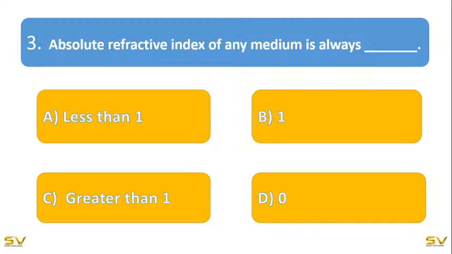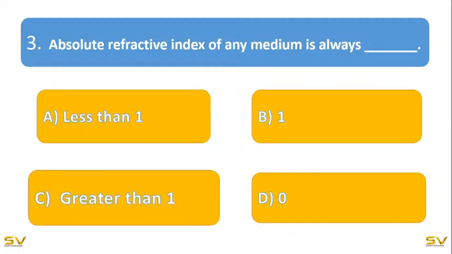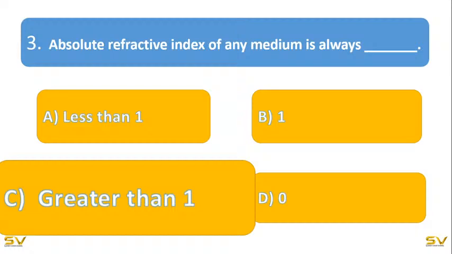I got answers from Lamis, Nikhil, Sai Lakshmi, Sumangali, Shushmita, Shoaib. Yes, now the answer is it's greater than 1. So option C is correct. The absolute refractive index of any medium is always greater than 1.